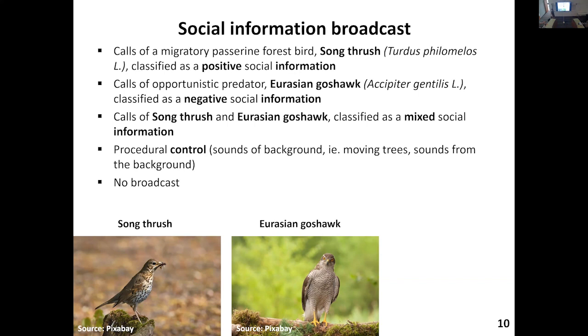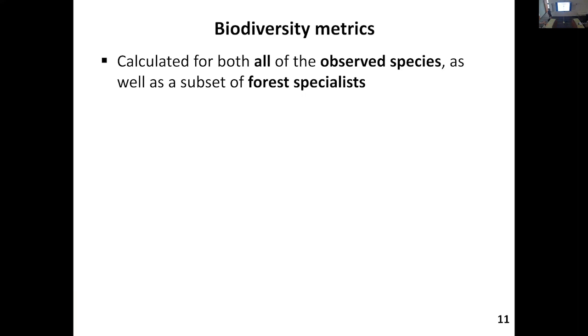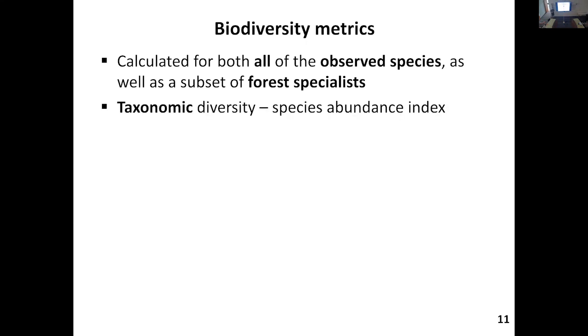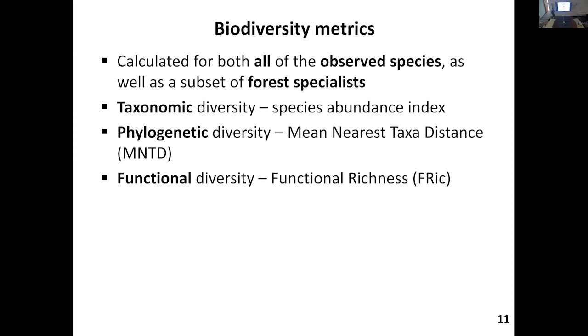After we performed our experiment and collected all of our observations from the field surveys, we calculated some biodiversity metrics. I need to mention that we calculated them both for all of the bird species we saw and for a subset of forest specialists that we derived from all of our species. So we had taxonomic diversity, and we had phylogenetic diversity, for which we used the mean nearest taxon distance.